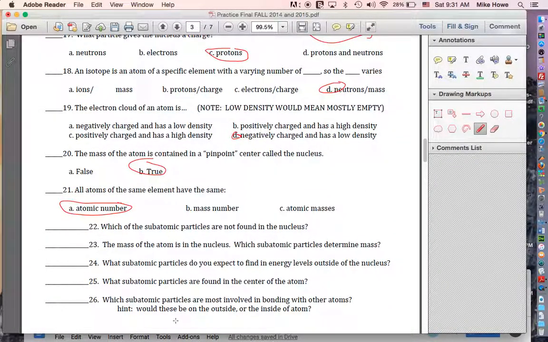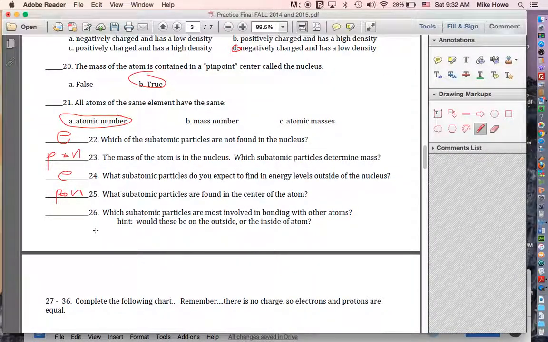The subatomic particles that are not in the nucleus would be the electrons. The mass of the atom is in the nucleus. What subatomic particles determine the mass? That would be the protons and the neutrons together. The subatomic particles you expect to find in energy levels outside the nucleus, that'd be electrons. And the subatomic particles in the center, in the nucleus, that'd be the protons and neutrons again. I'm just asking the same thing in different ways to make sure we have a good understanding. And the subatomic particles most involved in bonding are on the outside, so that'd be the electrons.